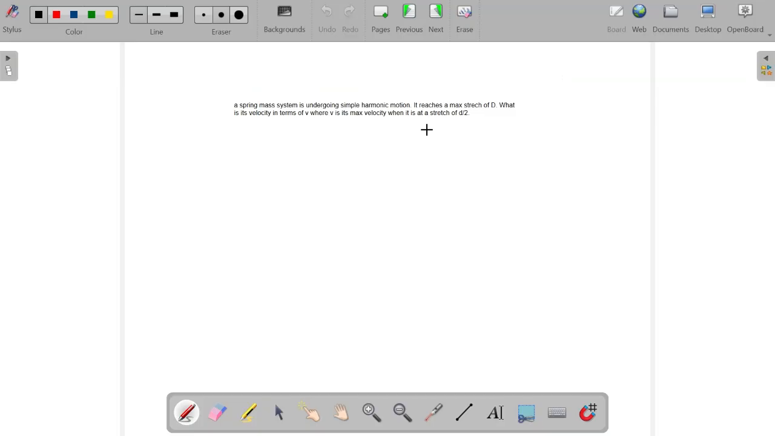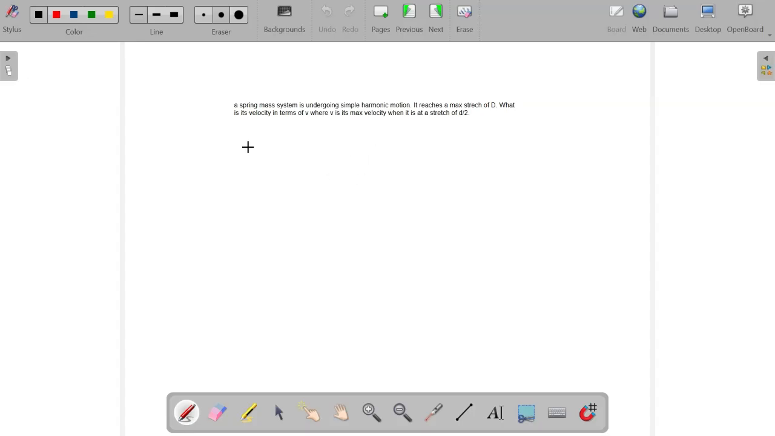Okay, next. A spring mass system is undergoing simple harmonic motion. It reaches a max stretch of d. What is its velocity in terms of v, where v is its max velocity, when it's at a stretch of d over 2? Okay. This one might be a bit confusing at first. The way to remember this, in my opinion, just comes down to graphing, or at least their equations.